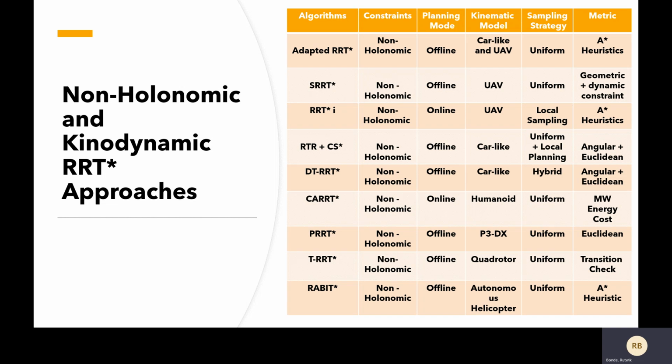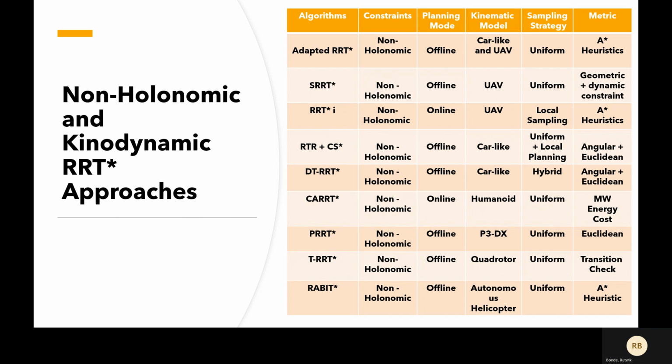Then we have CARRT star. CARRT star is cost aware RRT star, which addresses the problem of a large number of samples by using two trees and cross entropies in RRT star. It produces energy efficient paths in high dimensional space. Then we have PRRT star, which is potential function RRT star, which addresses the problem of high memory consumption and slow convergence by incorporating artificial potential field characteristics in RRT star.